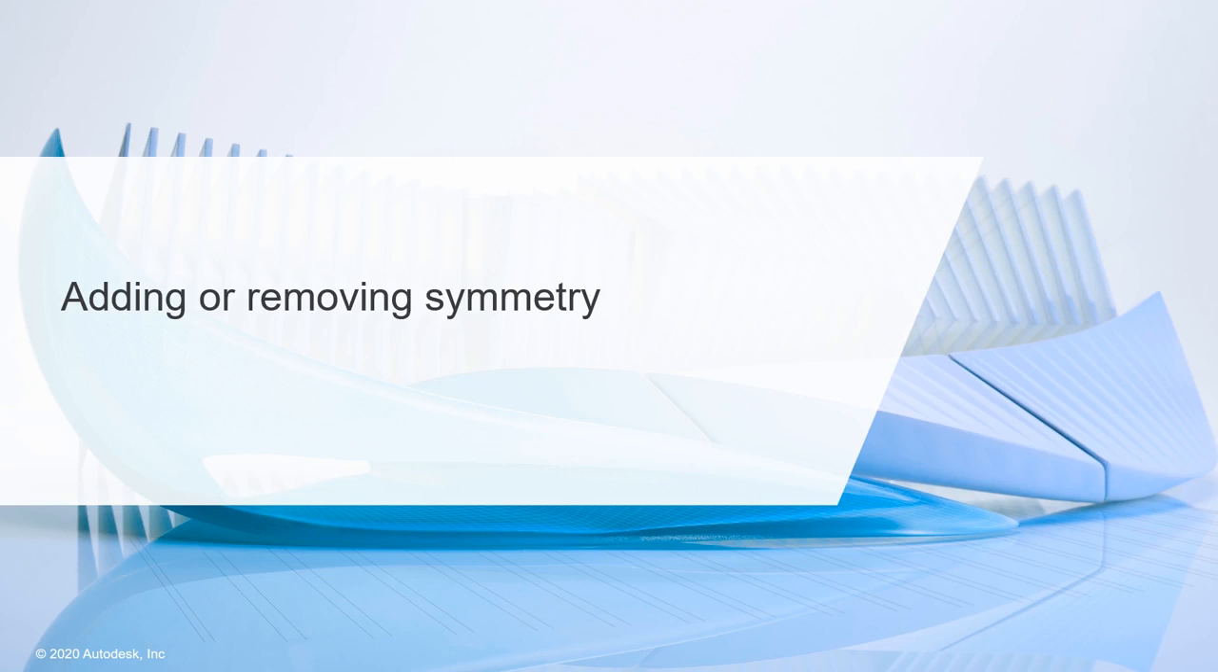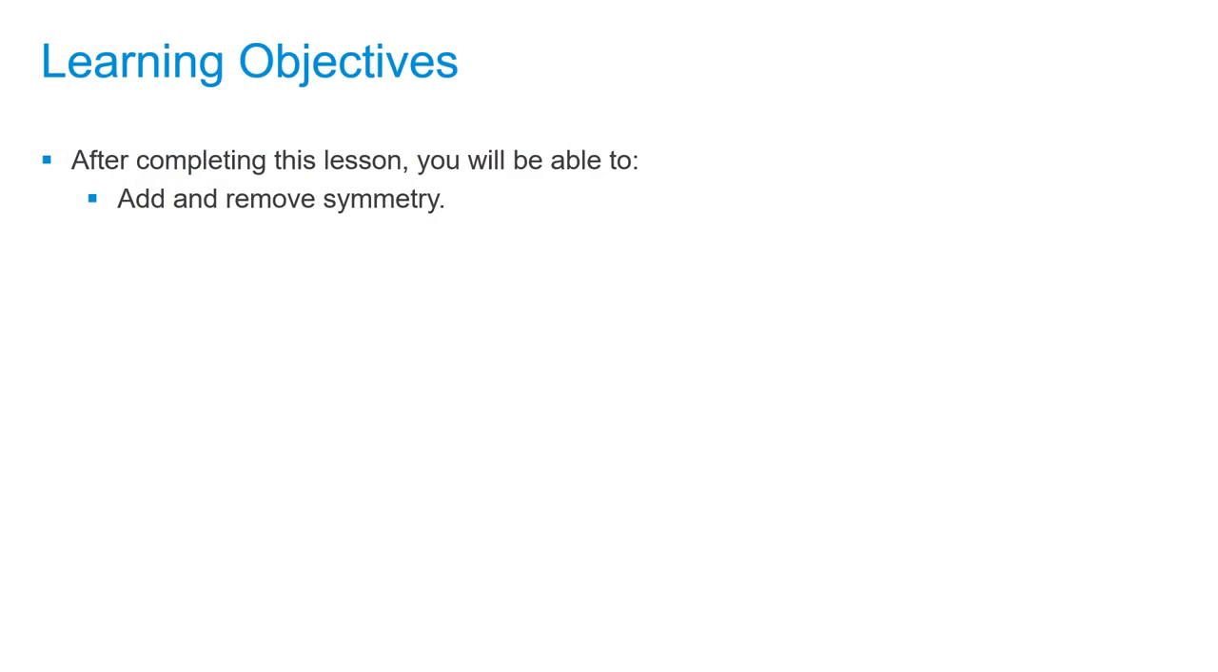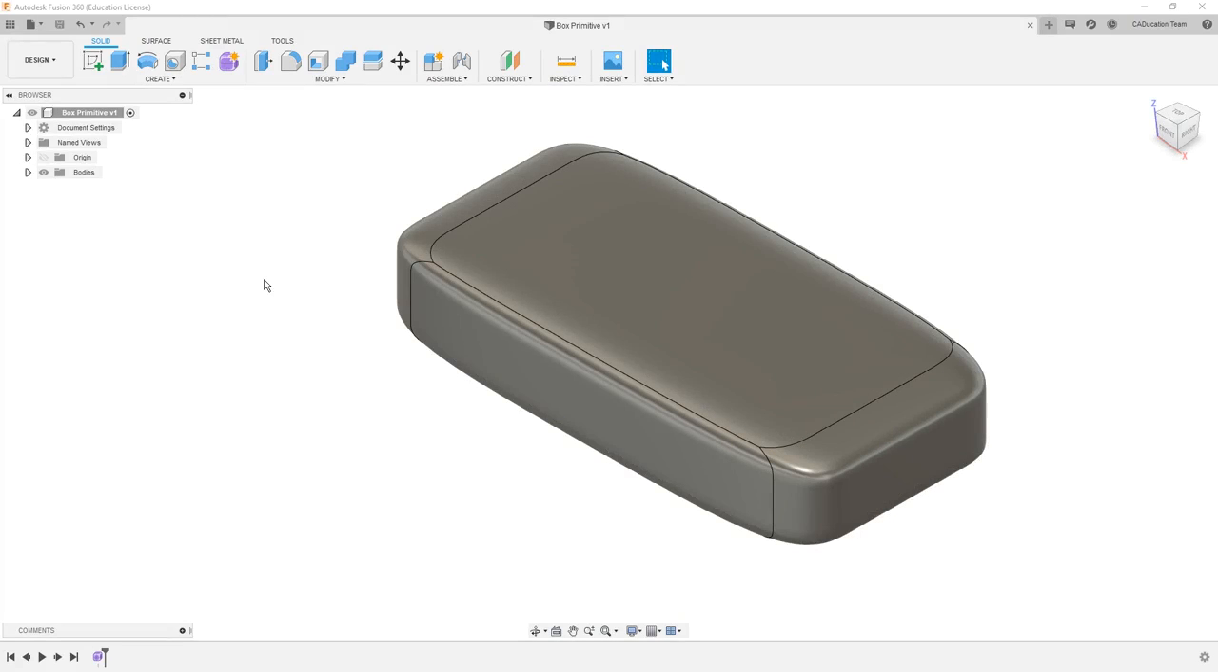In this lesson, we'll learn how to add and remove symmetry. After completing this lesson, you'll be able to add and remove symmetry. Let's carry on with the file from our previous example, and let's talk about adding or removing symmetry.